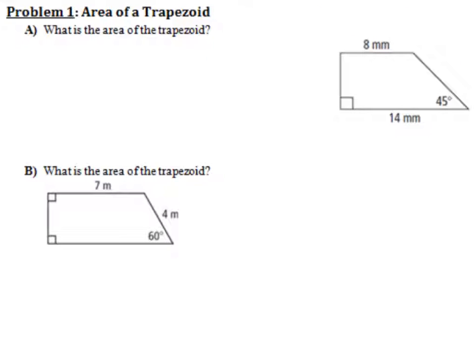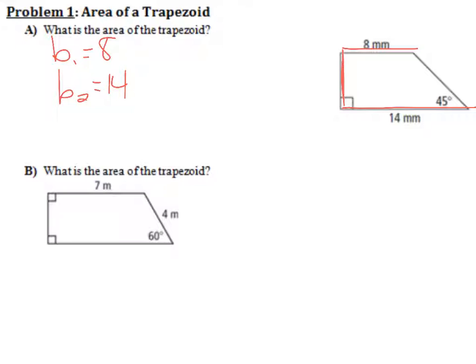So our first example here, we're asked to find the area of this trapezoid. We know our two bases. We've got a base here of 8, so we will say B1 is 8. And we've got our second base here is 14, so B2 is 14. Now the one thing we're not given is the height. So we actually need to find that, and how we're going to do that is we're going to use something we talked about in the last lesson.